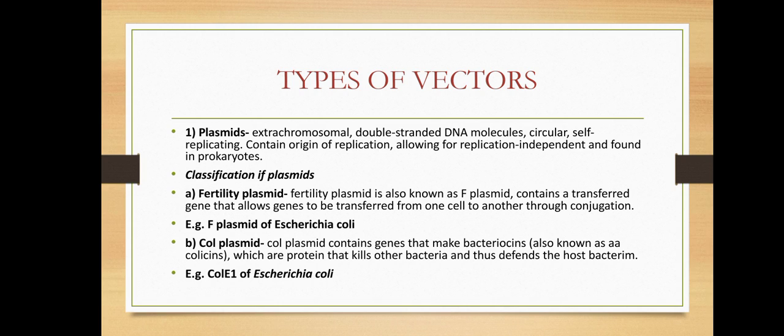Classification of plasmids. A. Fertility plasmid, also known as F plasmid. It contains transfer genes that allow genes to be transferred from one cell to another through conjugation. Example: F plasmid of Escherichia coli.